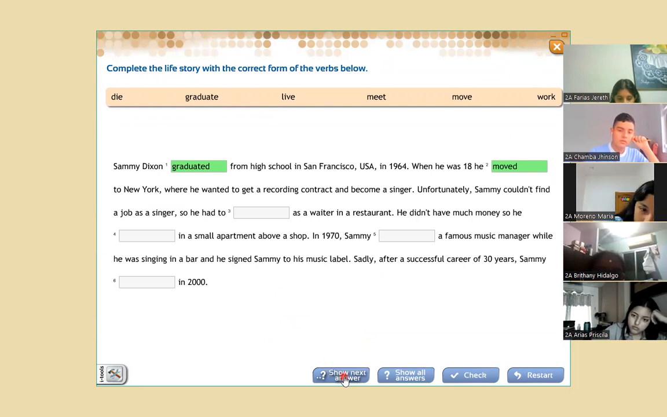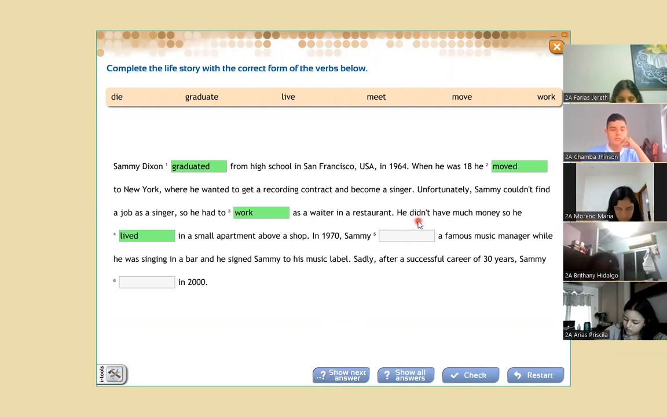He moved. Remember that you are talking about the life story. Life stories sometimes, depending on the time, depending on the structure, you are going to talk about the past, the present. Okay, continue. You are narrating a story. To New York, where he wanted to get a recording contract and become a singer. Unfortunately, Sammy couldn't find a job as a singer, so he had to work as a waiter in a restaurant.